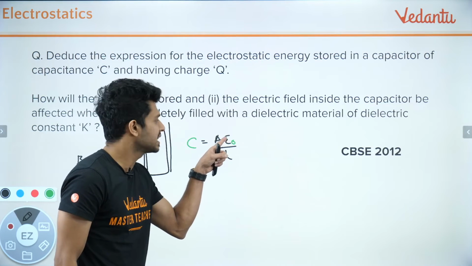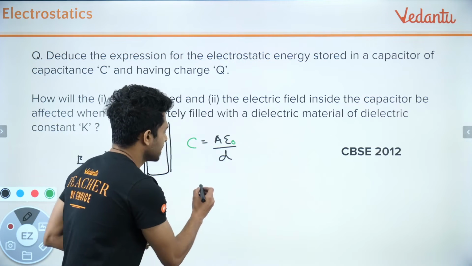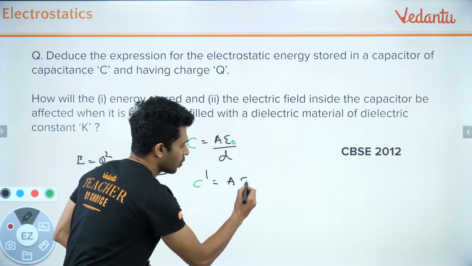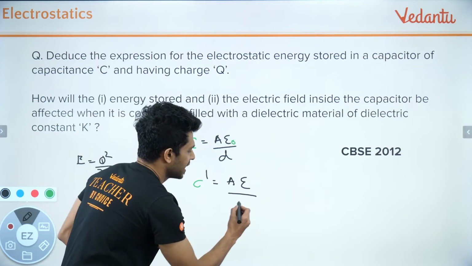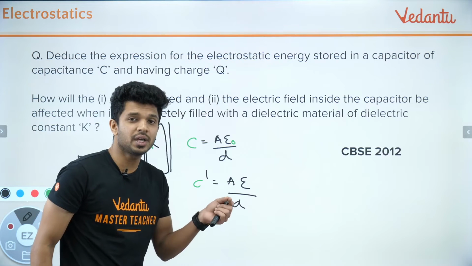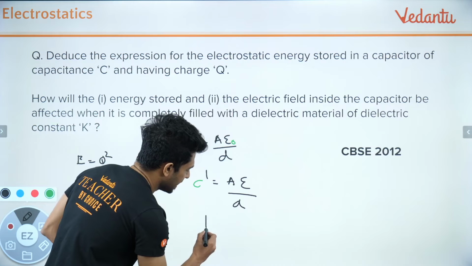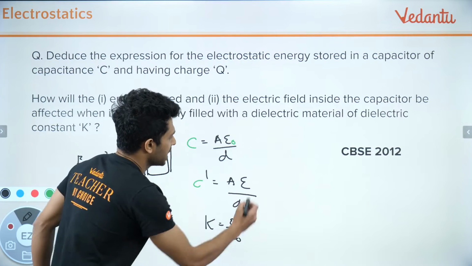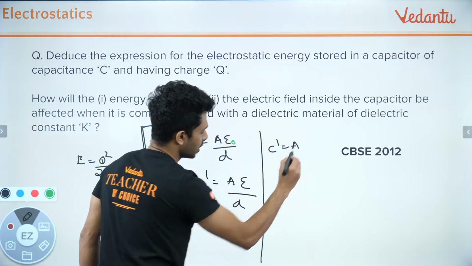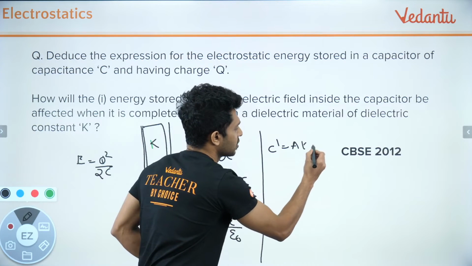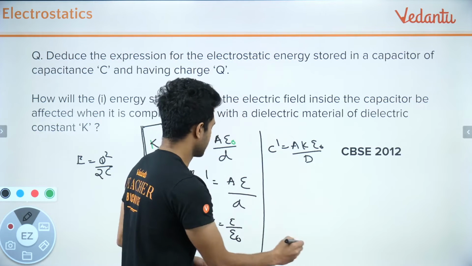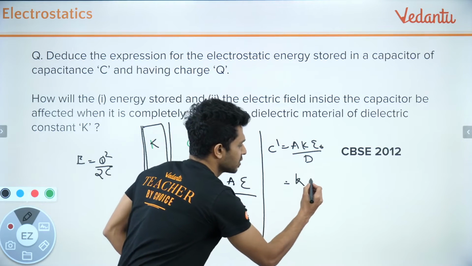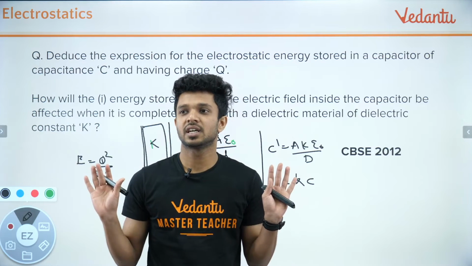When it was air in between, that's why we have the permittivity as epsilon 0. So in this particular case, the new capacitance C dash is equal to A into whatever is the permittivity of the material you are using, divided by D. And how will you introduce the dielectric constant K? You know that the dielectric constant K is equal to epsilon divided by epsilon 0. So epsilon can be replaced by K times epsilon 0. C dash is equal to A into K epsilon 0 divided by D, which is K into A epsilon 0 by D, which is K times the initial capacitance. So understood till here?